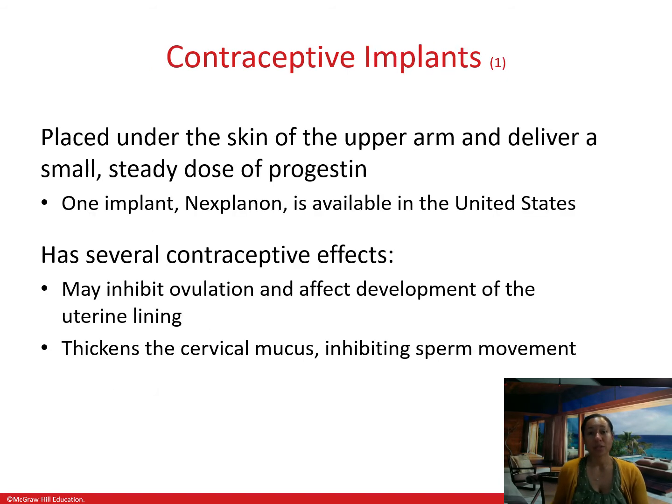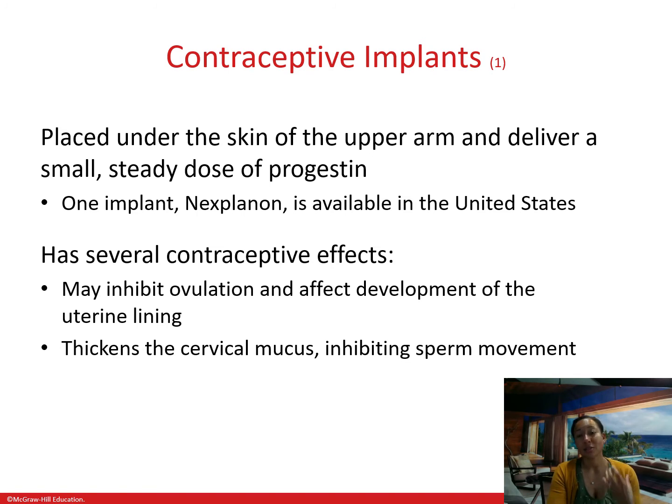Contraceptive implants are the ones that are going to be inserted into the upper arm of the woman, and these are also, similar to the IUD, going to send out a steady dose of progesterone. There's different types of brands. There's one implant, Nexplanon, but all of them essentially do the same thing. There's several contraceptive side effects. It can inhibit ovulation completely and affect the development of the uterine lining.